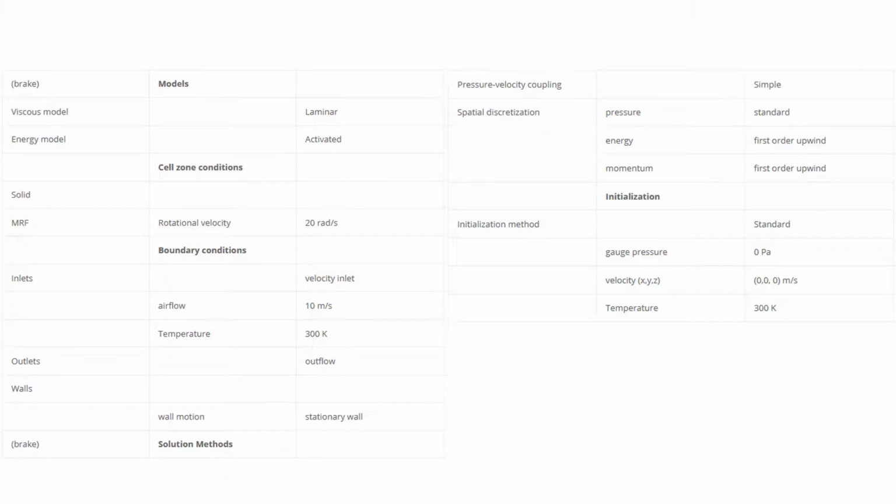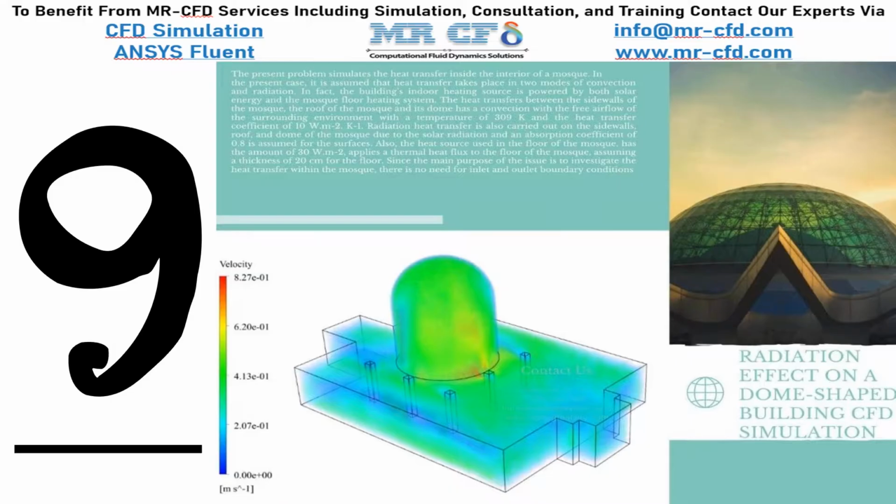Finally, a summary of different settings and setup that we have used in our project is presented to you in the slide. In this project, the radiation effect on a dome-shaped building is simulated using Ansys Fluent software.